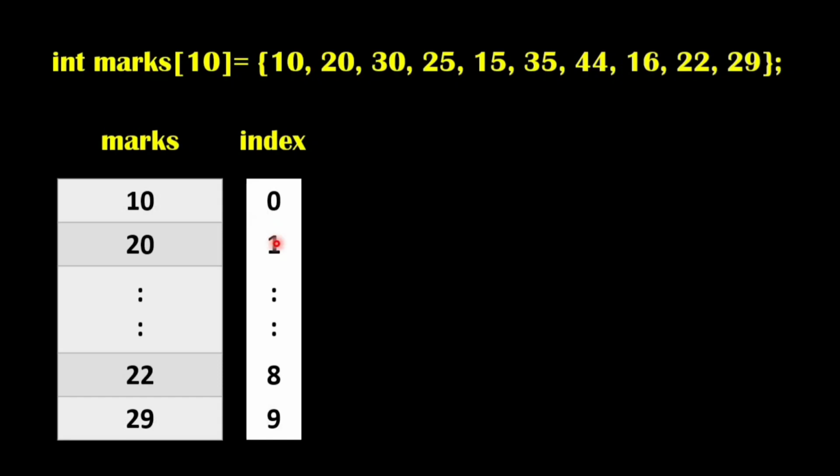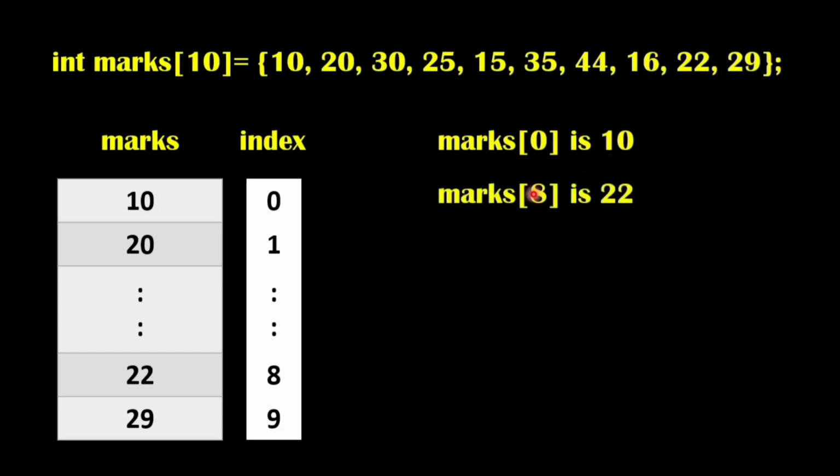So what is an index? An index is a number that is used to access an element of an array. The index should always be an integer number. So marks of 0 is 10. Marks of 8 is 22. So we are using 8 as an index to access element 22 from the array.